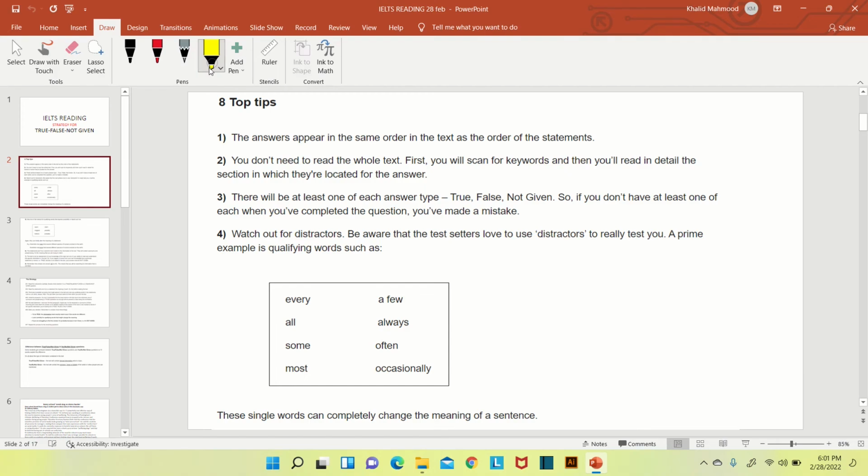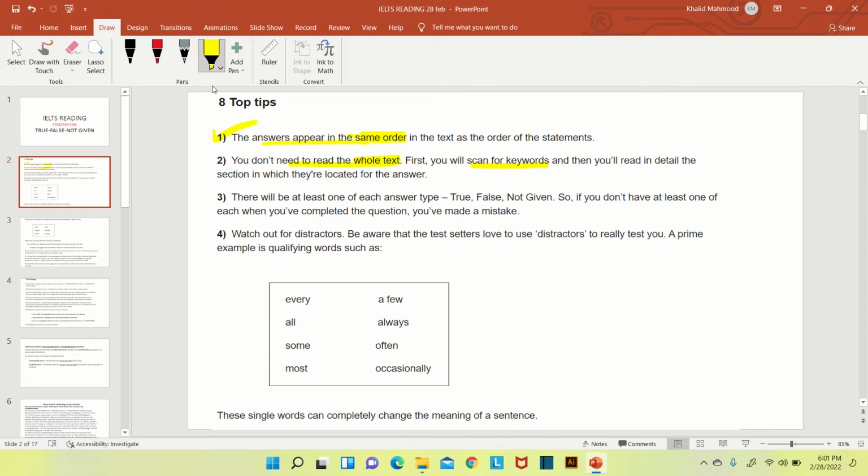In my previous video I shared the tips, but I will recap once more for you guys. The first tip is that the answers appear in the same order. I have told you before that the answers will come one by one. That means it will maintain a serial order and you don't need to read the whole text, the whole passage.